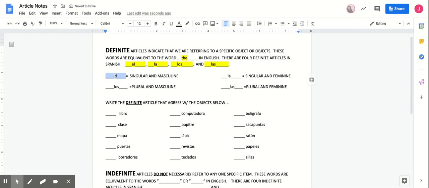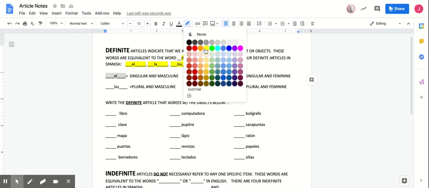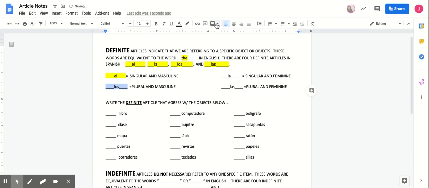So go ahead and write those ones in your notes. I will highlight for you too. You do not have to highlight on your actual notes. If you want to, that's fine. But I'm just doing this in order to help you guys see what you should be writing.